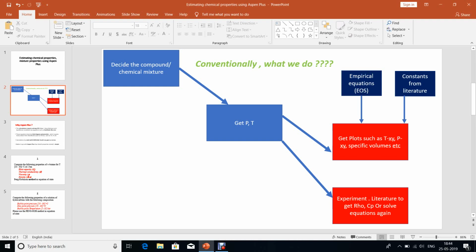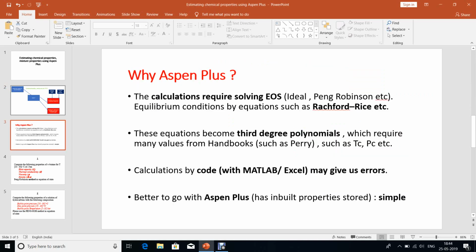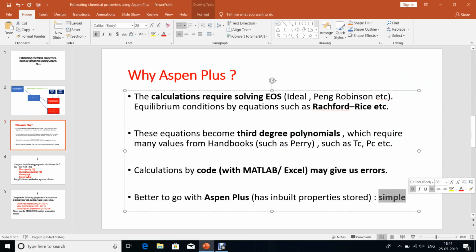Then if we have this very well established conventional approach, then why do we want to go to Aspen Plus? So the very first point which I have mentioned here at the bottom is, calculating the properties in Aspen Plus is very easy. Just by clicking some buttons, we will be able to calculate the properties. We are supposed to just select what chemical we want to have properties of, then what are the equation of states which we are supposed to use.